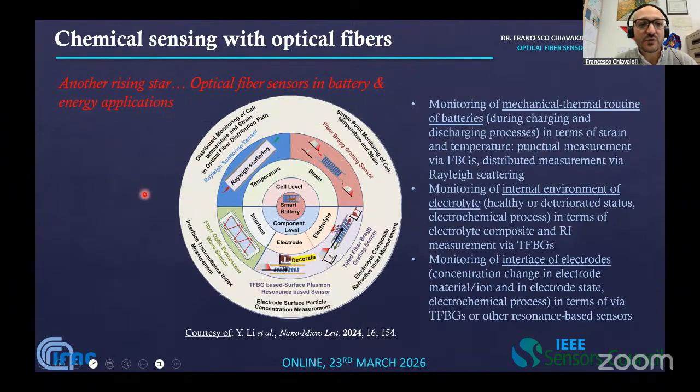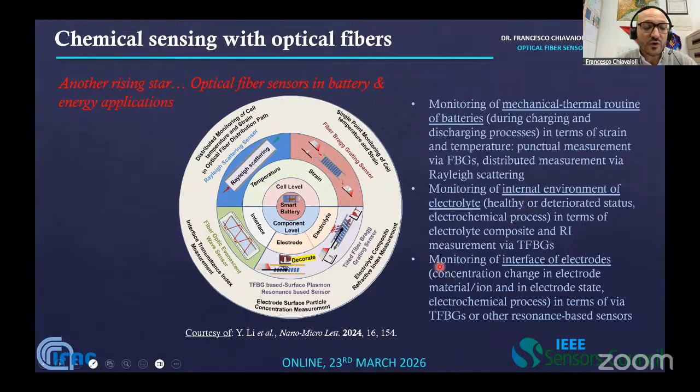Then, still related to chemical sensing, in the last 2 years there is another rising star, I can say: the possibility of using optical fiber sensors to monitor the parameters inside a battery and apply this kind of device to energy applications. Essentially, we can monitor the mechanical and thermal routine of the battery during the charge and discharge process. We can monitor the internal environment of the electrolyte, so the health and the deterioration status of the battery in terms of electrochemical processing.